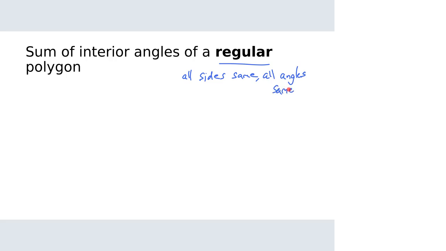We've looked at one of those so far, and that was the equilateral triangle. That would be an example of a regular polygon.